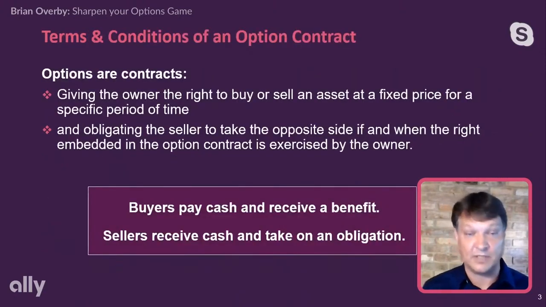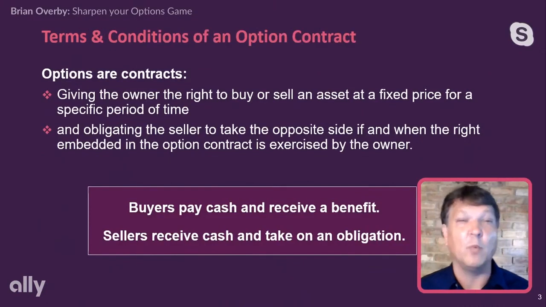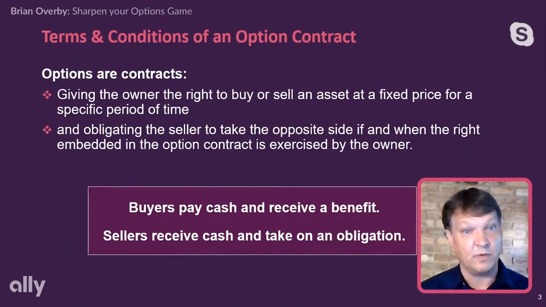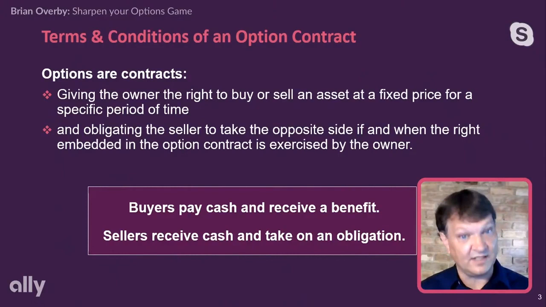Okay, so what is an option? I'm going to spend 2 minutes, maybe even 1 minute on the basics. So an option is a contract. That contract will give the owner the right to buy or sell an asset at a fixed price for a specific period of time. And it obligates the seller to take the opposite side if and when the right embedded in the contract is exercised by the owner. Now, what does this really mean? What is this all about?